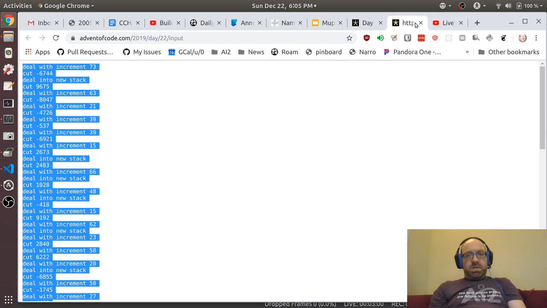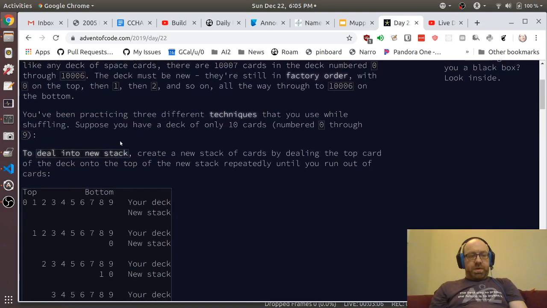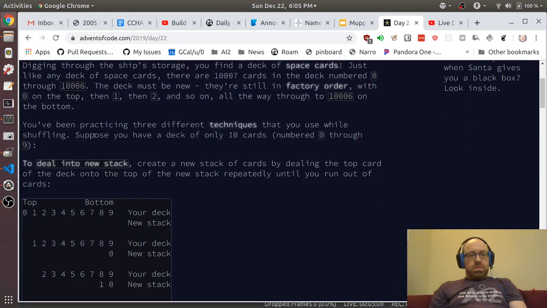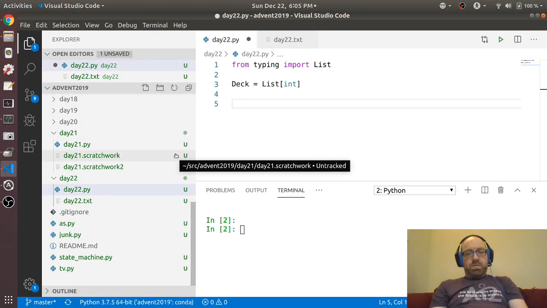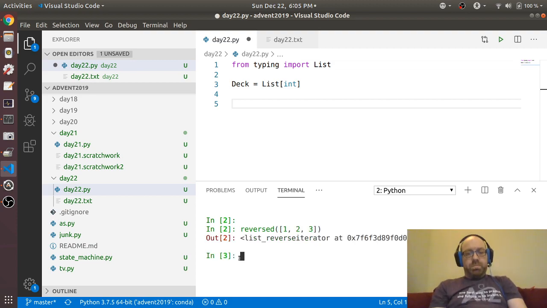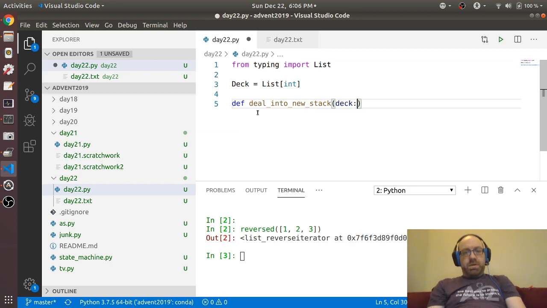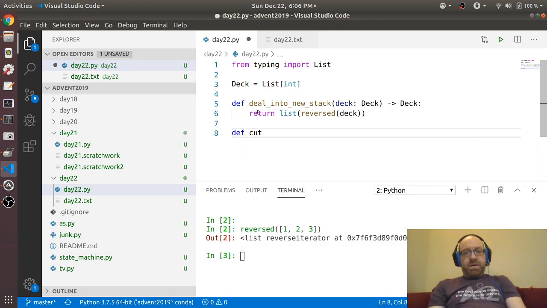And let us go and say, so we have 3 to deal into new stack. So reversed equals reversed 1, 2, 3. Yeah. Def deal into new stack, deck. Return list of reversed deck. So that's fine.